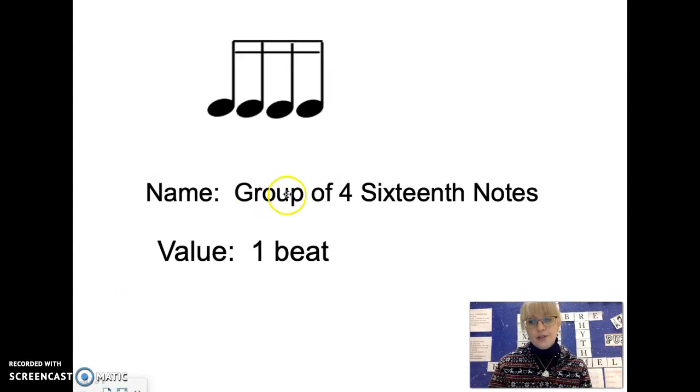Most often, when we are starting to read rhythms, you will see 16th notes in groups of 4, and we call them tika-tika, and there will be 4 separate sounds that happen in 1 beat. Each 16th note is a quarter of a beat, so 1, 2, 3, 4 16th notes equals 1 beat, and we clap it like this. Tika-tika, 4 sounds. Tika-tika.